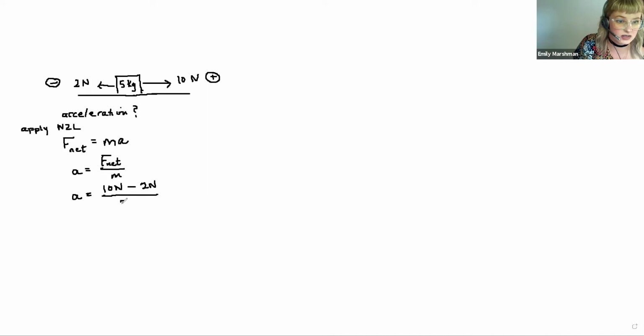Dividing that by the object's mass, which is 5 kilograms, if I solve for the object's acceleration, it's 1.6. And remember our units for acceleration, it's meters per second every second, meters per second squared. The acceleration is positive, so that means it must be accelerating to the right.